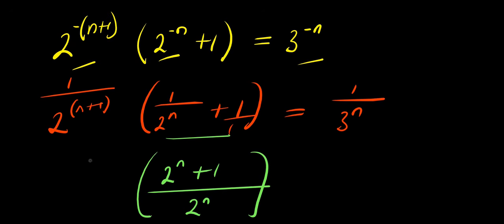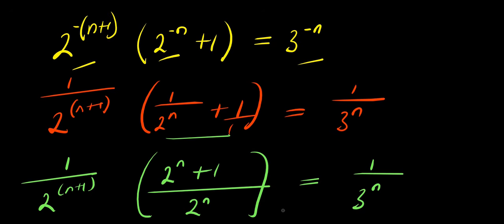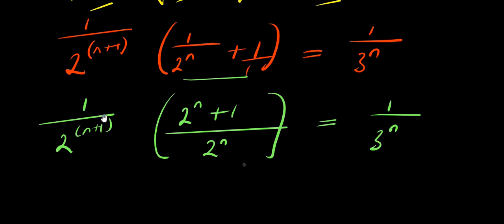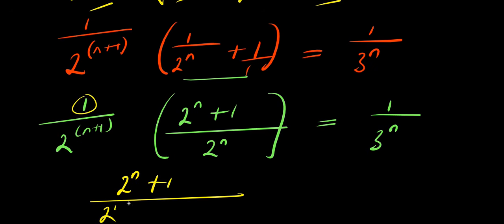So have you seen that now? Here, we are simply still going to have 1 divided by 2^n plus 1, and this equals 1 divided by 3^n. The next thing we are going to do is multiply this out. We multiply the numerator, so 1 will multiply the whole of this. This will give us 2^n plus 1 divided by (2^n plus 1) times 2^n, and this equals 1 divided by 3^n.